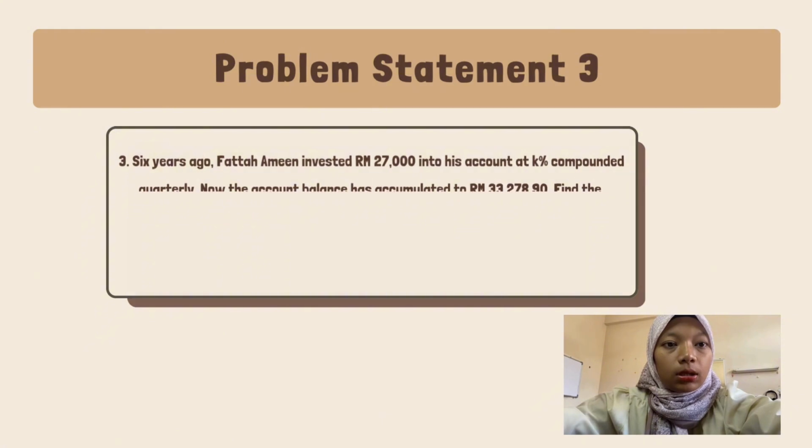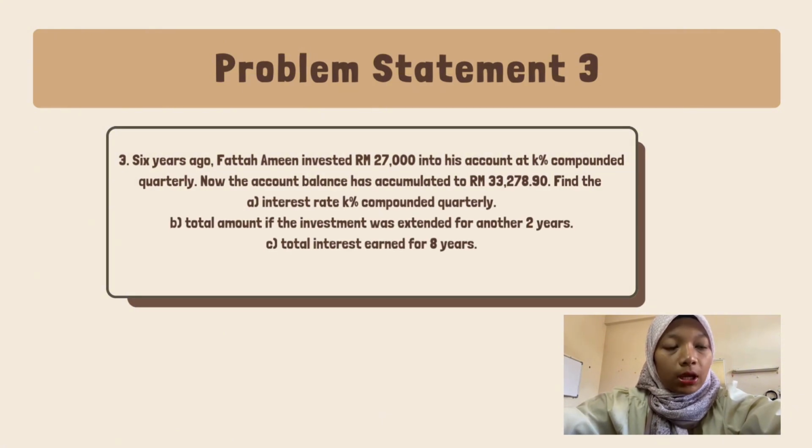Question 3, problem statement. 6 years ago, Fatah invested 27,000 ringgit into his account at K% compounded quarterly. Now, the account balance has accumulated to 33,278 ringgit 90 cents. Find A, the interest rate K% compounded quarterly. B, the total amount if the investment was extended for another 2 years. And C, the total interest earned for 8 years.